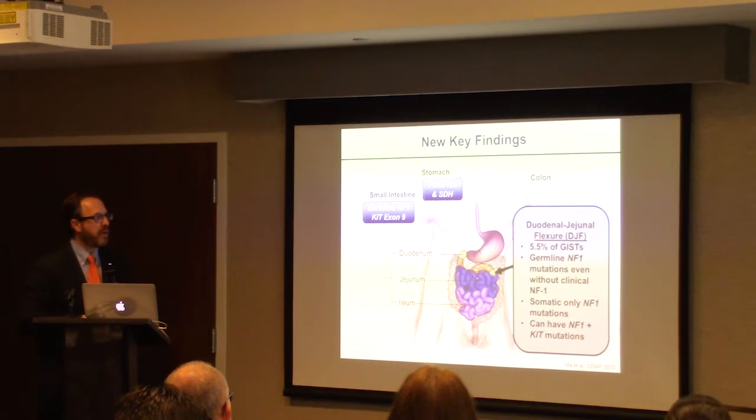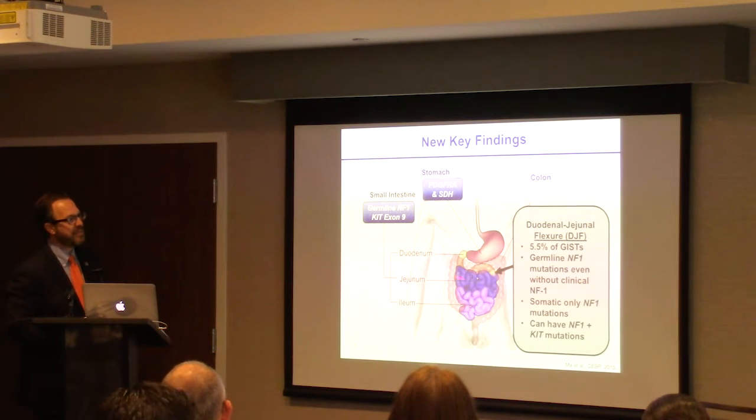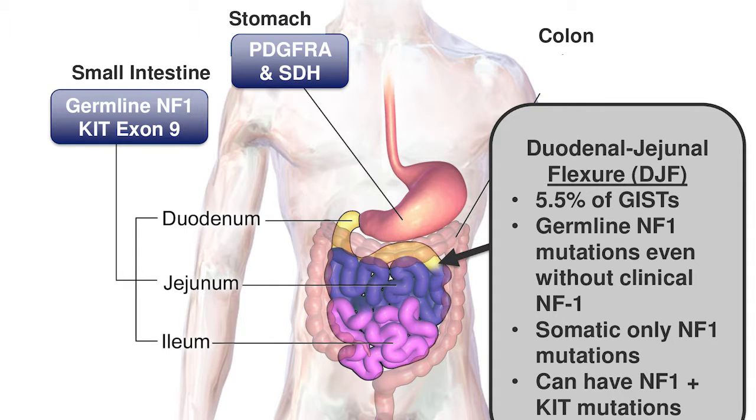Second thing we found was that there tended to be a hot spot right here at the duodenal jejunal flexure, where the small bowel comes out, a hot spot for GIST that had NF1 mutations. And they often had NF1 mutations, sometimes even with KIT mutations.